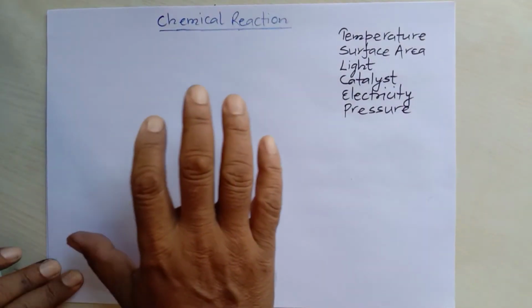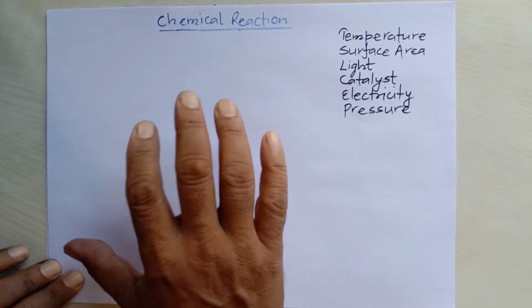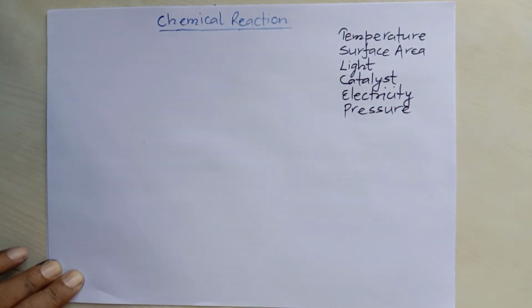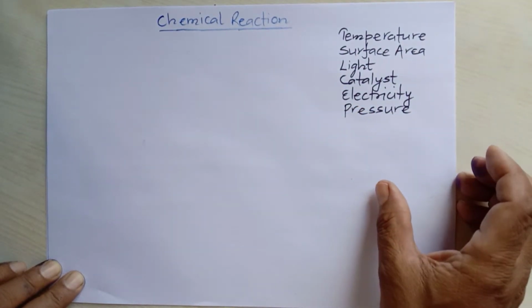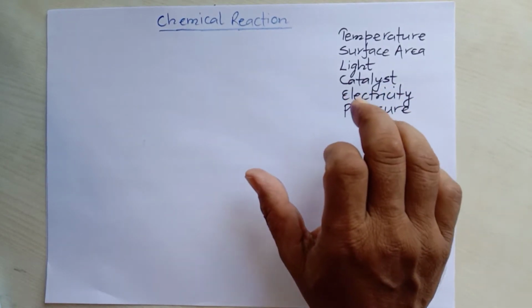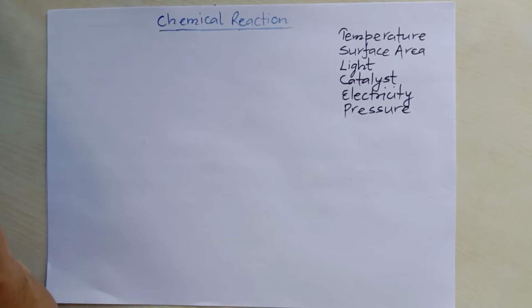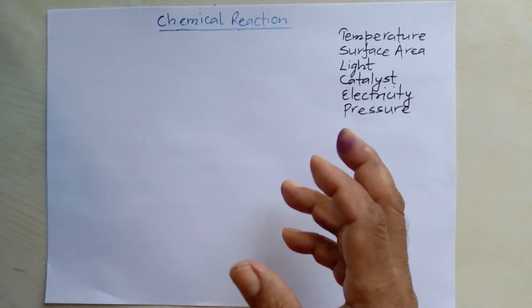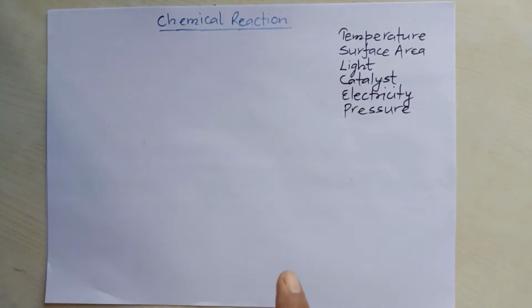Today we are talking about the factors which affect the rate of chemical reaction. We are continuing the chemical reaction topic and what factors affect the rate of chemical reaction. I have taken these 6 major factors which affect the rate of chemical reaction. Now I want to talk about these factors one by one, how they affect the rate of chemical reaction.